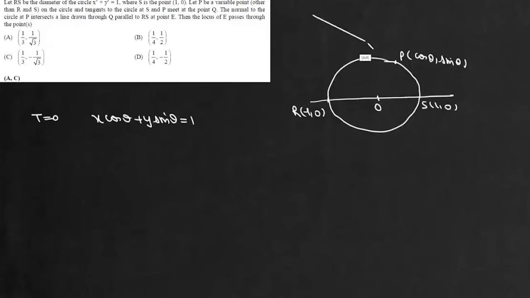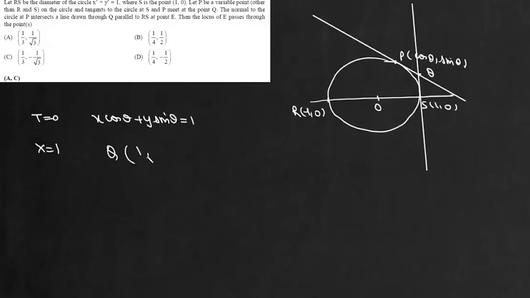So it has this tangent, and it says the tangents to the circle at S and P meet at this point Q. So if we draw a tangent at this point S, these two tangents meet at this point Q. Now the tangent at S is simply x equals 1. So the coordinate of this point Q will be (1, (1 minus cos theta) upon sin theta). Now 1 minus cos theta is 2 sin square theta by 2, and sin theta is 2 sin theta by 2 cos theta by 2.